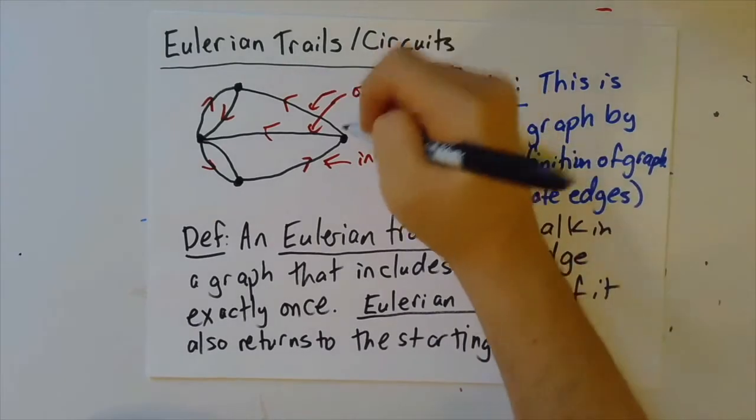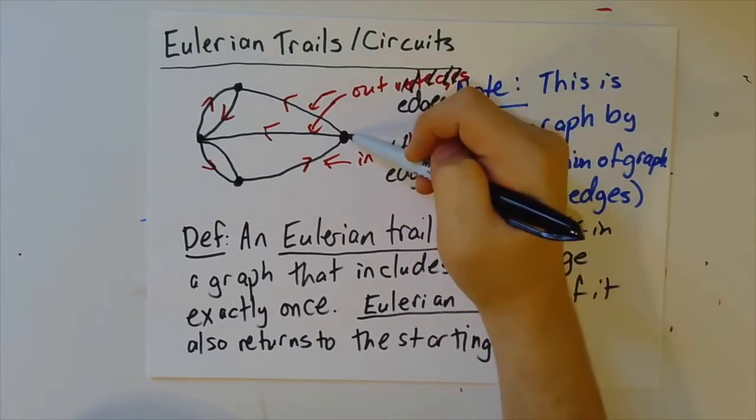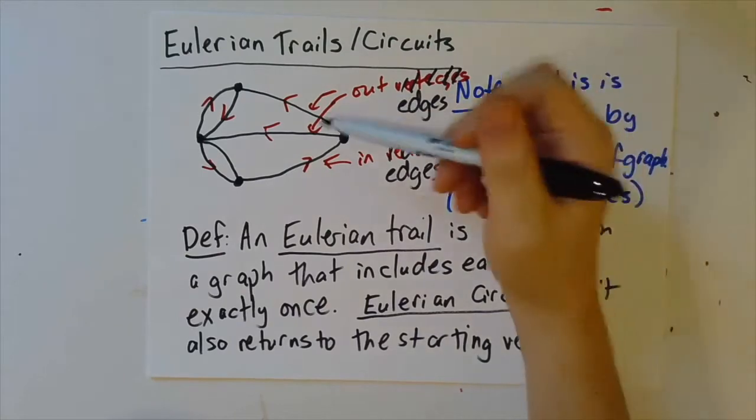So I want to look at this particular vertex, and I want to look at each edge that's connected to it.